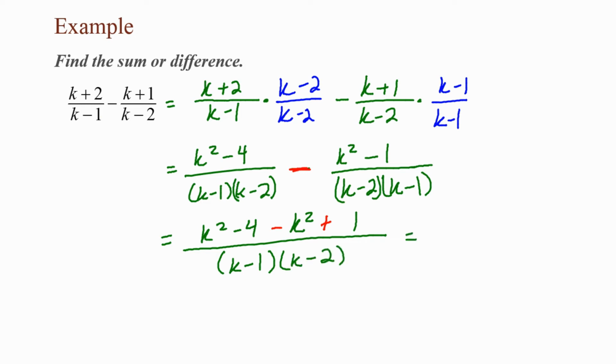K squared minus k squared cancels completely. Negative 4 plus 1 is negative 3 over (k minus 1) times (k minus 2).